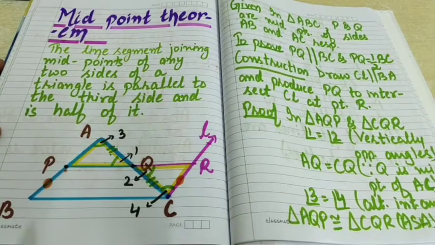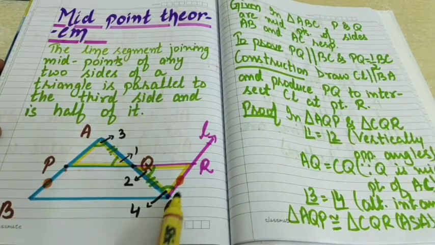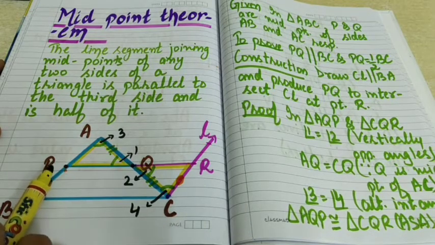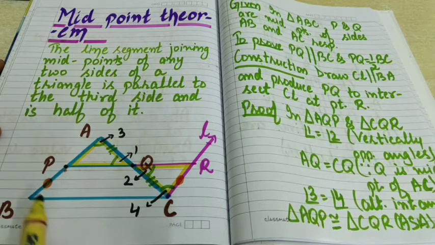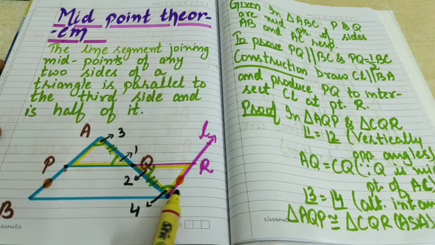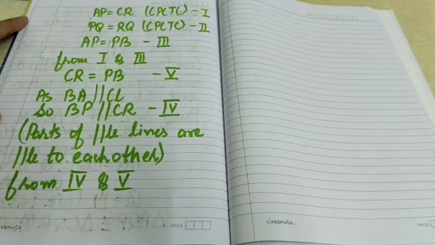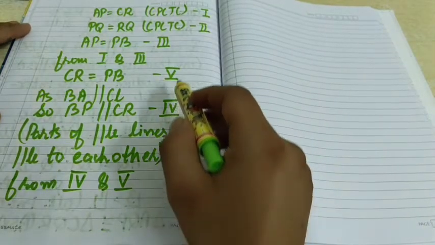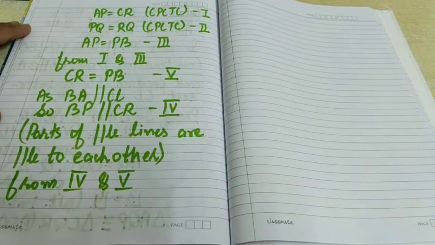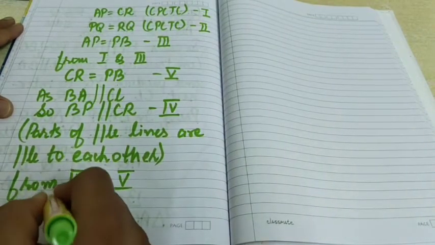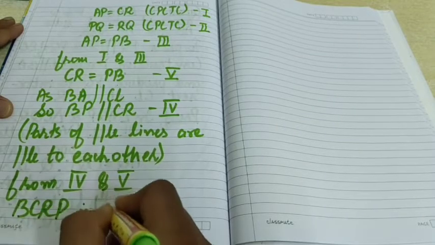Since in quadrilateral BCRP, one pair of opposite sides, that is BP and CR, are equal as well as parallel, we can conclude that BCRP is a parallelogram. So here we write from equation number 4 and equation number 5, BCRP is a parallelogram.